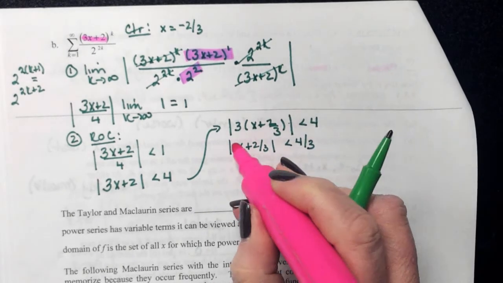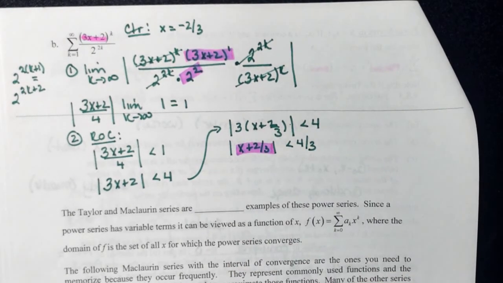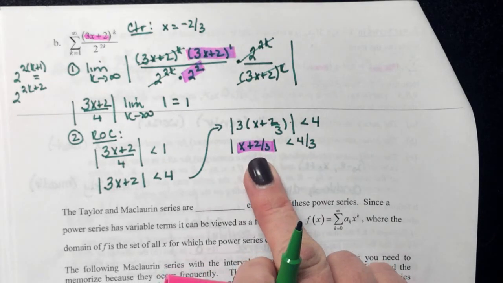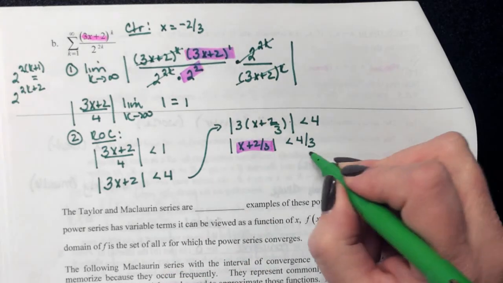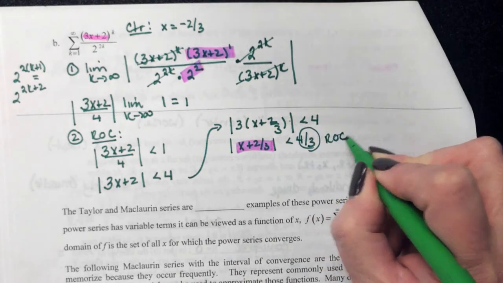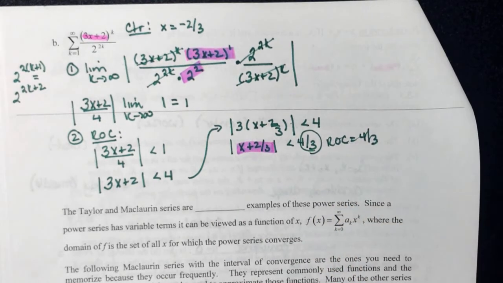It's got to be in this format before you can identify what the radius of convergence is. The coefficient of x needs to be a positive 1, and it's only plus or minus the value of the center. So when the center is not a nice pretty integer, you're going to have some algebraic manipulation to do to get that coefficient of x to be a 1. So now what's the radius of convergence going to be? The radius of convergence is going to be 4/3.